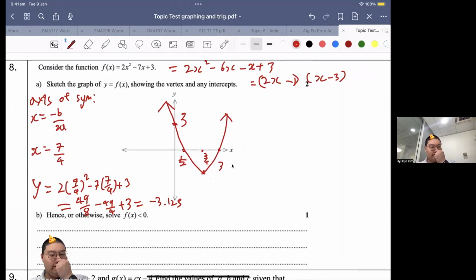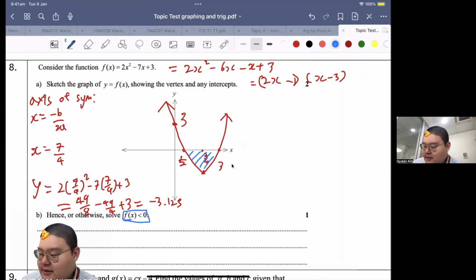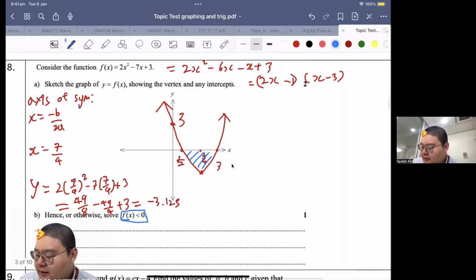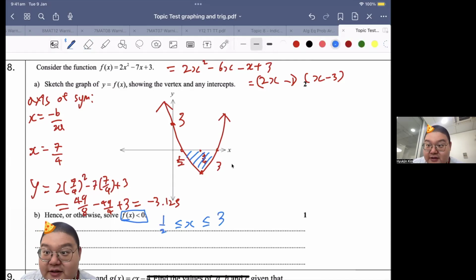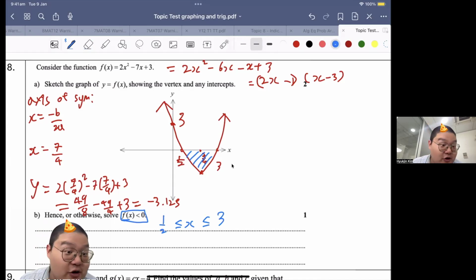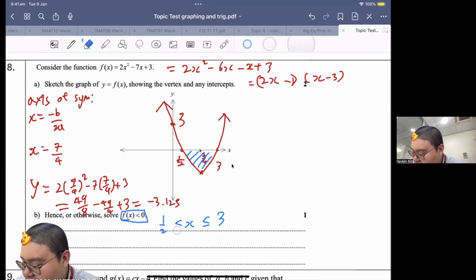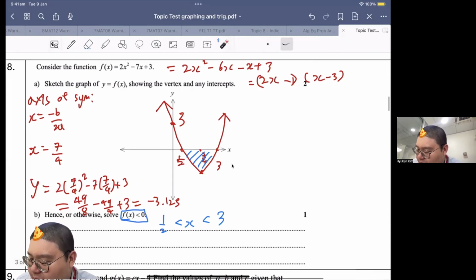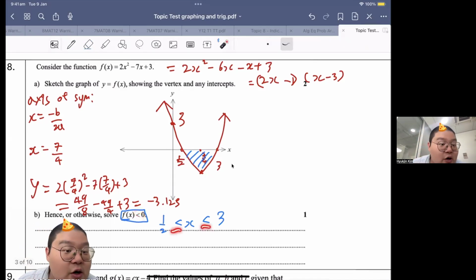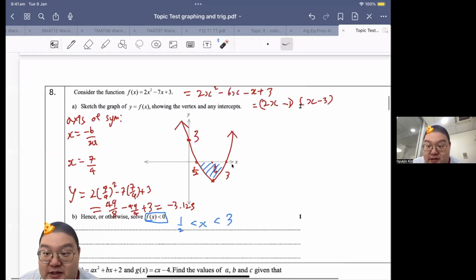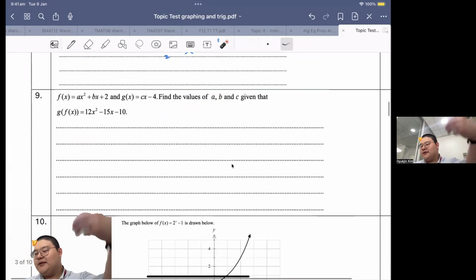Hence or otherwise, solve f of x is less than 0. I want my function to be less than 0. It means it is below the x-axis. So you get x is between, actually, you know what? 1 half and 3. Are we happy with this answer, guys? Wrong. It should actually not be including, because we want it to be strictly less than 0, so you don't do the or equal to. Okay, I made a mistake at first, but then I thought, might as well.